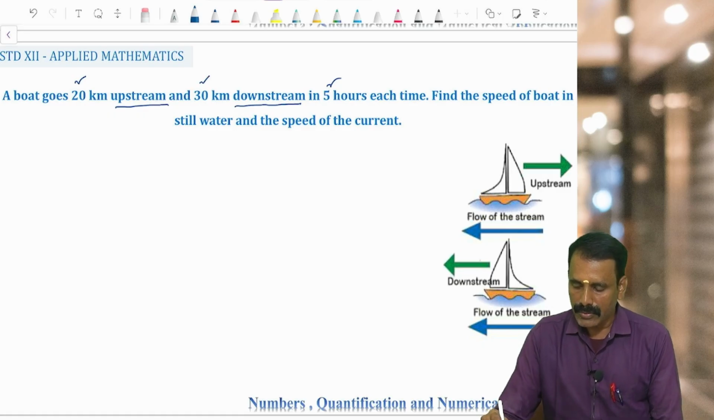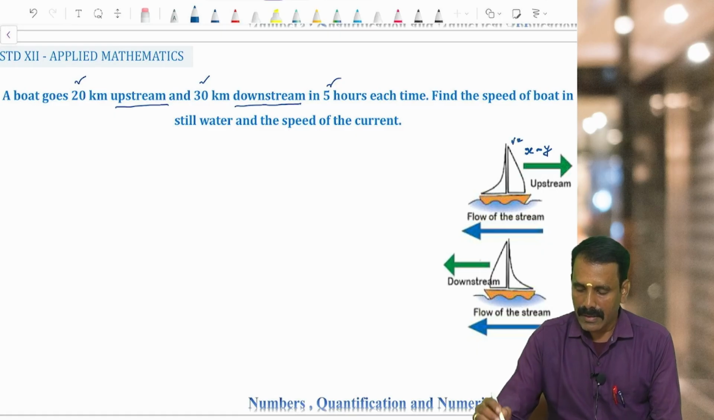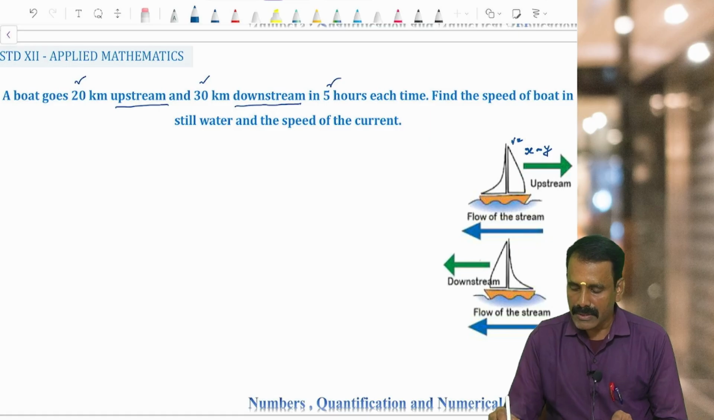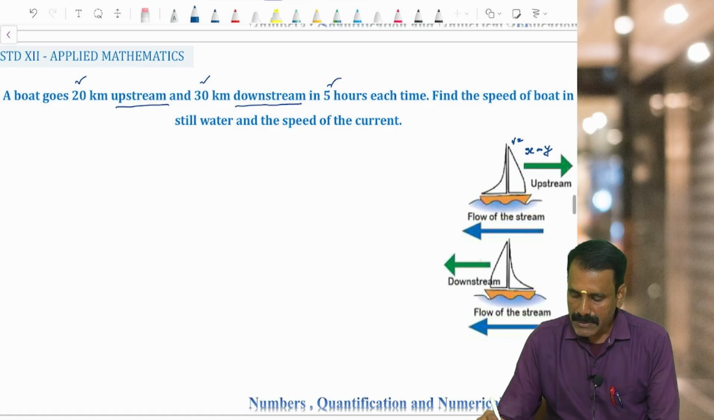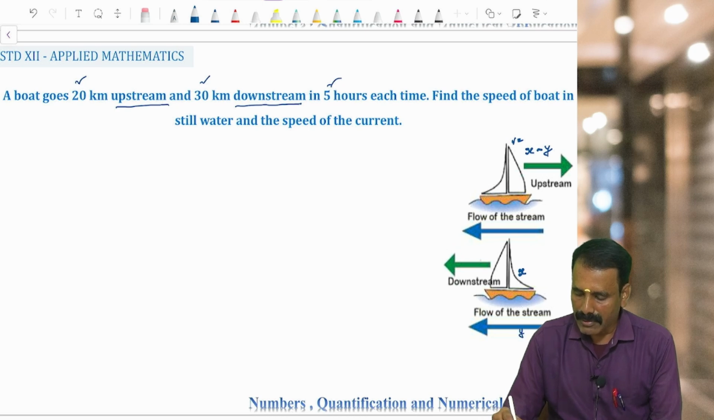In upstream it is going to sail against the flow of the water. So the speed will be x minus y for upstream, and it will be taken as v. And for the downstream, it is going to sail along the flow of the stream. So the speed of the boat will be x and the flow of stream will be y. For downstream it will be x plus y and it will be taken as u.